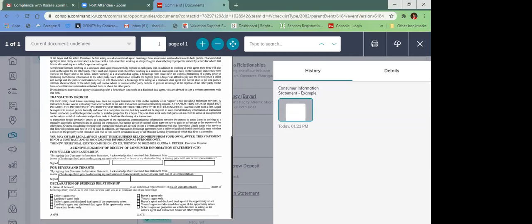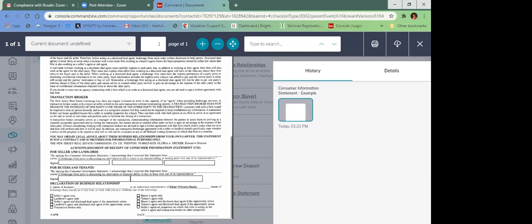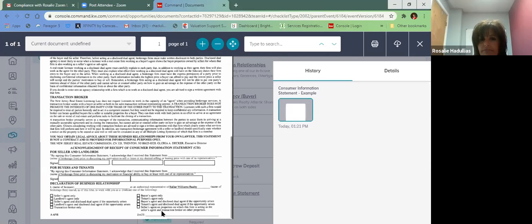Now if you're working with a buyer, I always put buyer's agent and disclosed dual agency. I just check that off right off the top because you don't know if you're going to eventually show them one of our listings. So I usually have them do that and then have them sign it.